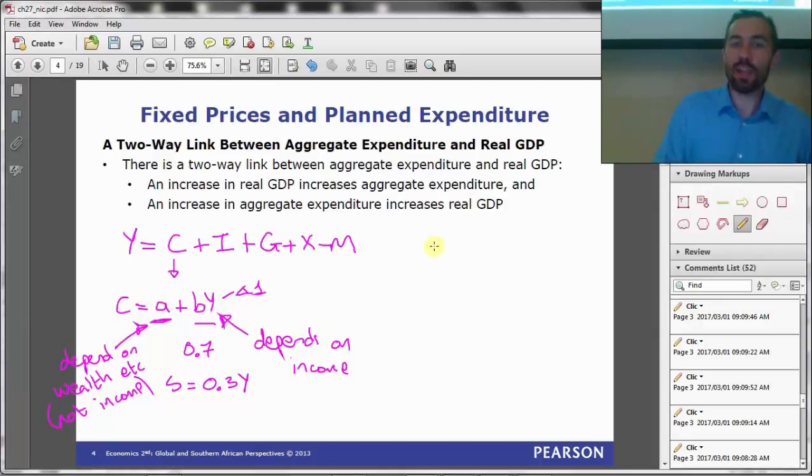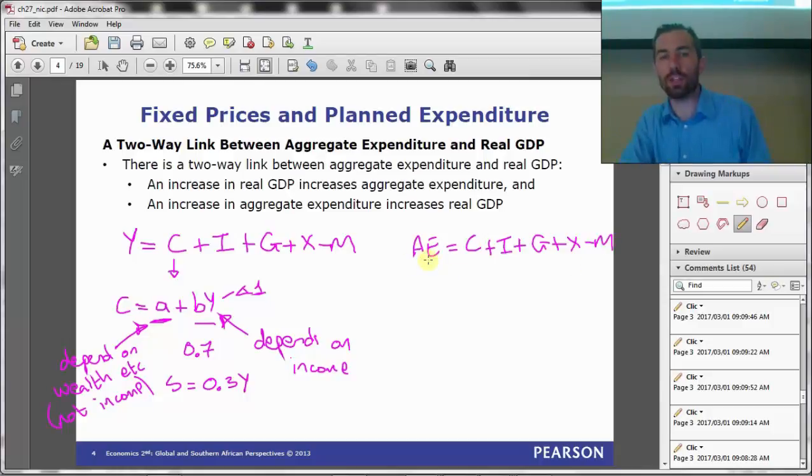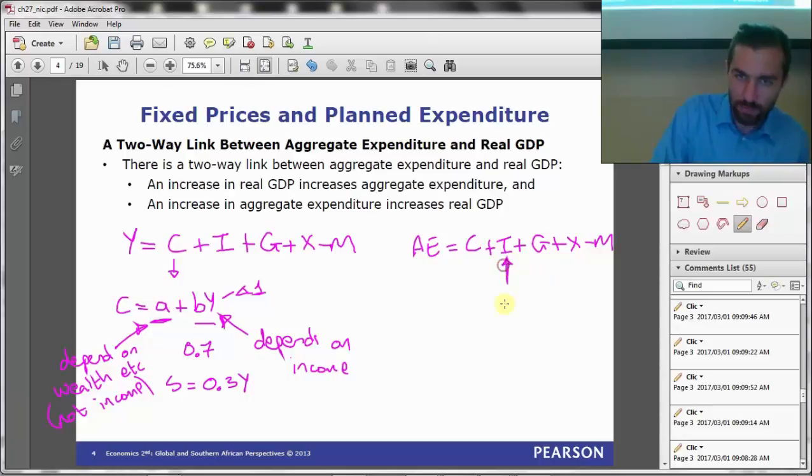The other change is that we're going to introduce another equation, and this equation looks really similar to what we've seen before. Okay? We're going to introduce something called aggregate expenditure, and aggregate expenditure is C plus I plus G plus X minus M, which looks a lot like this equation over here. It's actually different. Okay? They're two different equations. And what makes them different is, in fact, this term here.